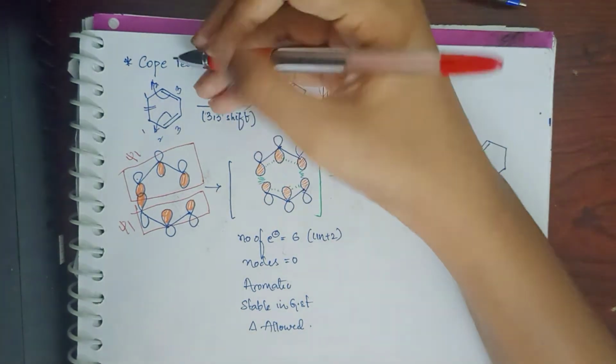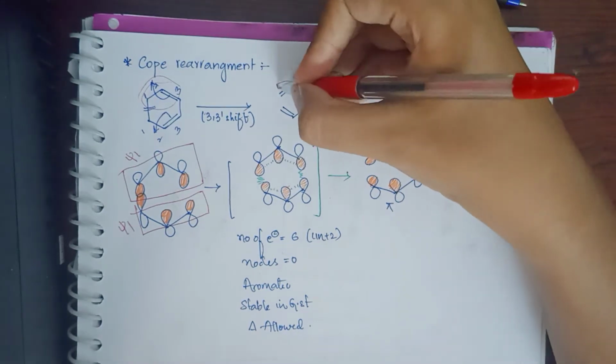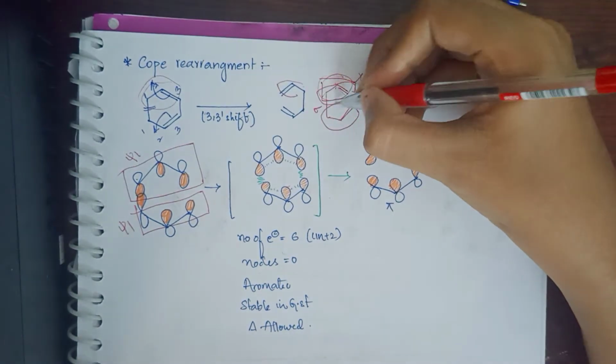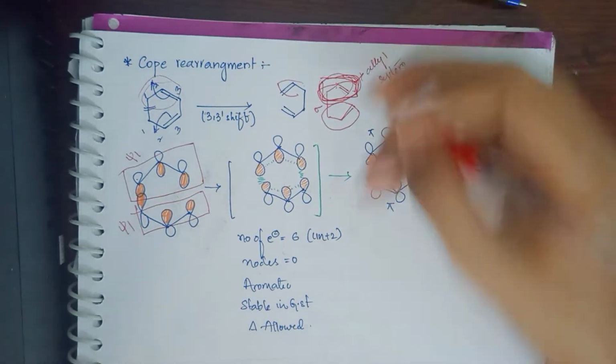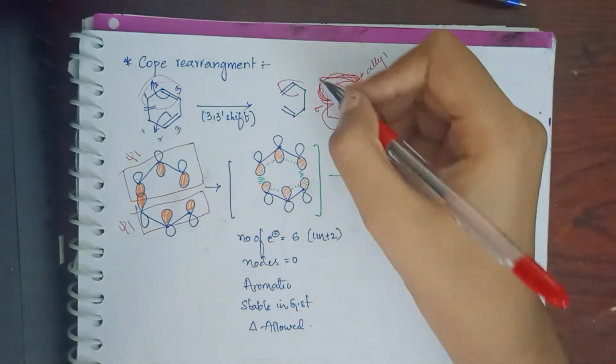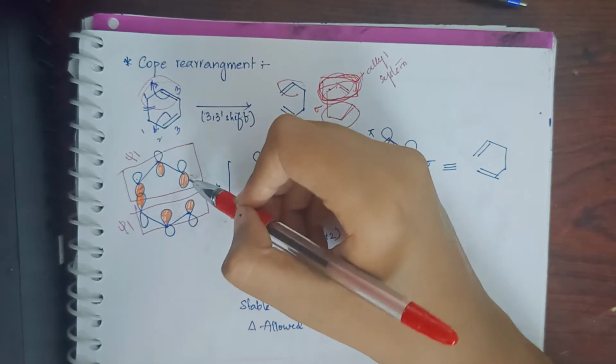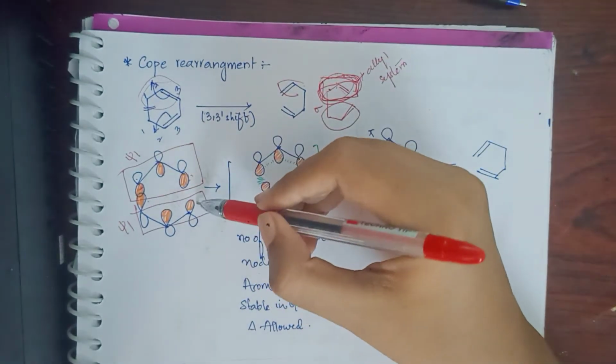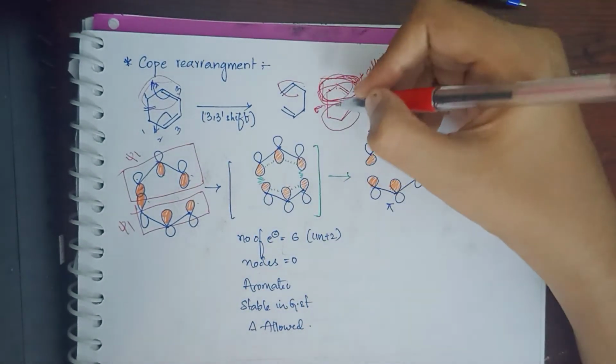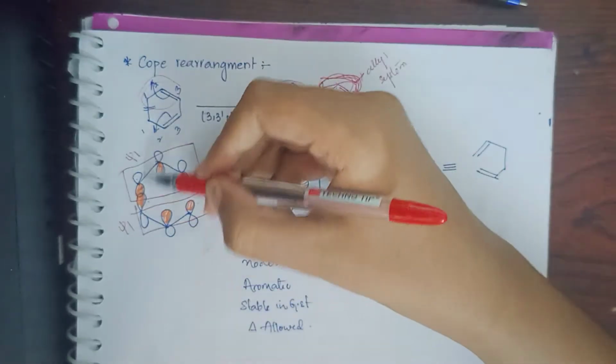So one I am taking one part. Sorry, this is a reactant. The above one I am taking in this way, showing ψ1 molecular orbital. No nodes are there. Below one I am taking in this way. So the sigma bond is formed by overlapping of these two allyl systems.